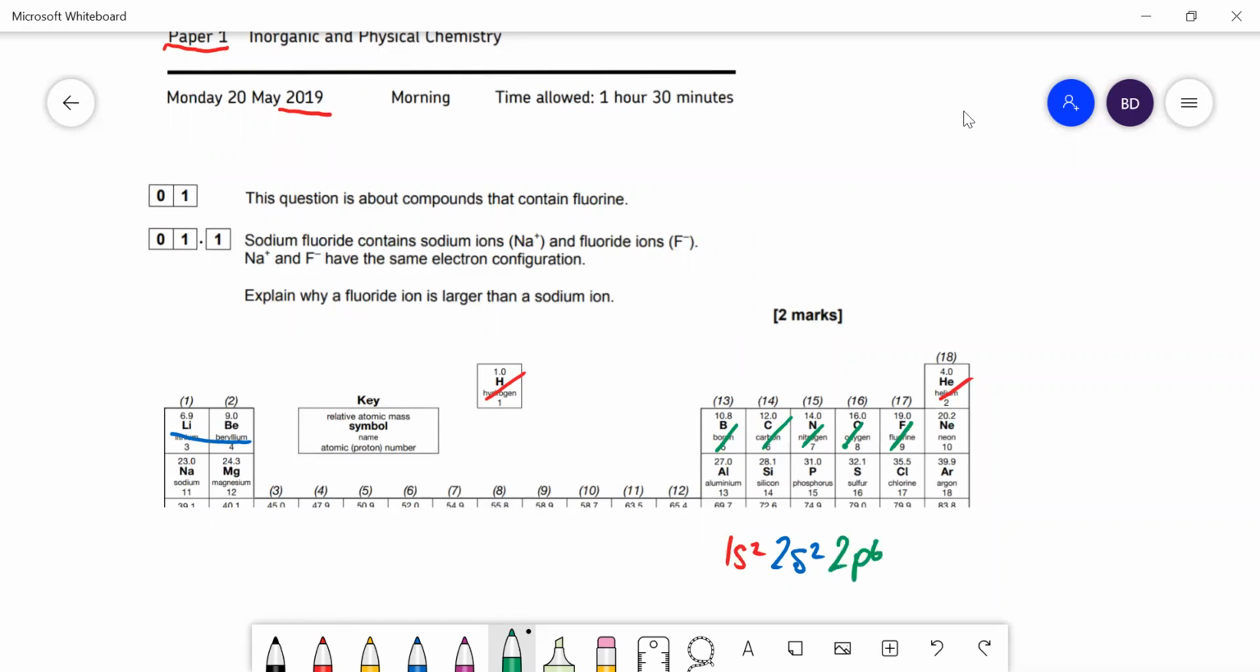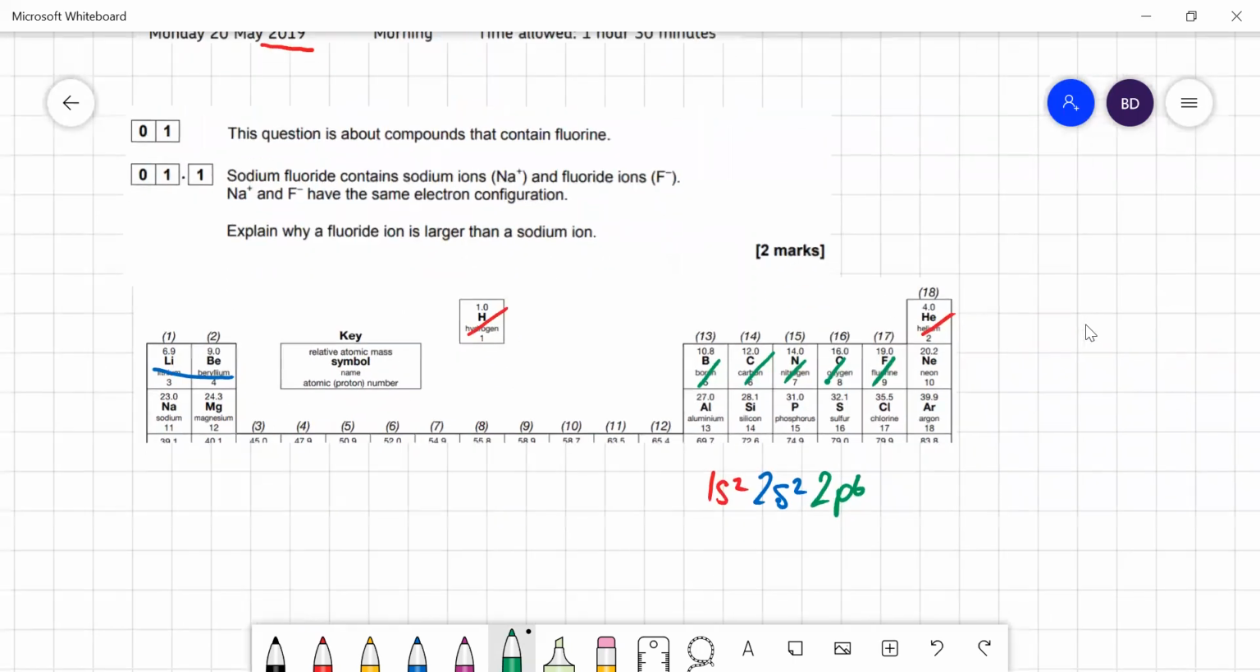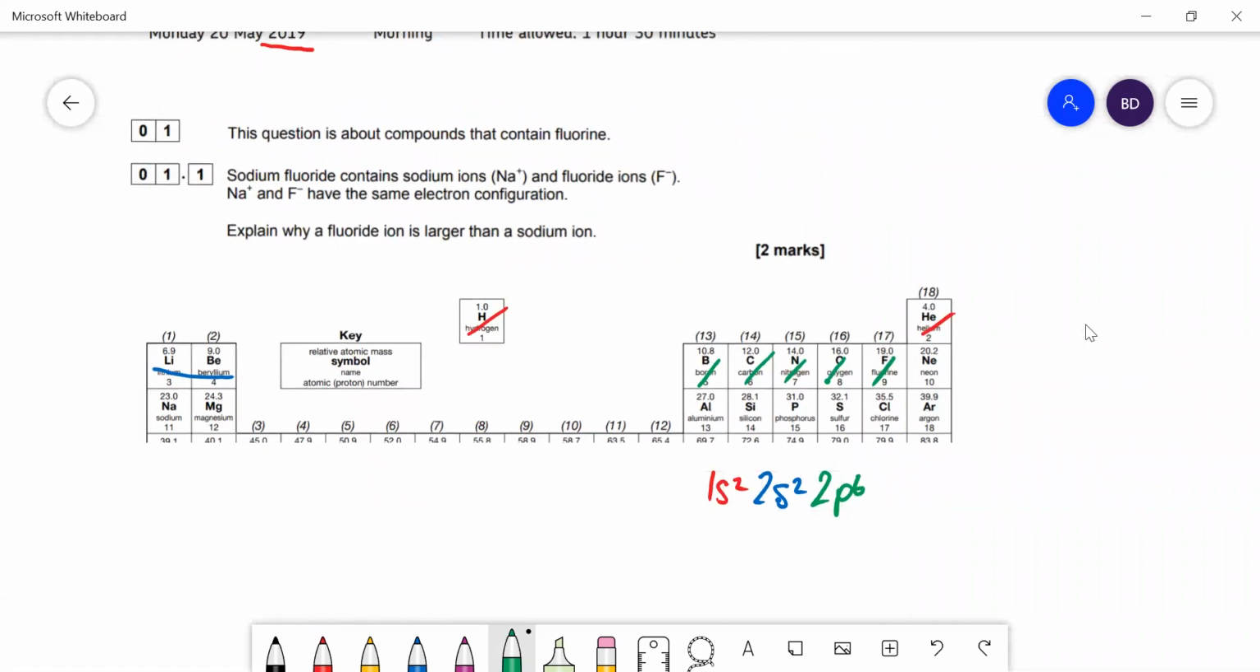Now let's see what happens with sodium. With the sodium ion, you've got 1s2 again, 2s2, 2p6, it's full up, and then you've got one electron in 3s here, and of course that is lost to form the sodium ion. So they've both got this same electronic structure.